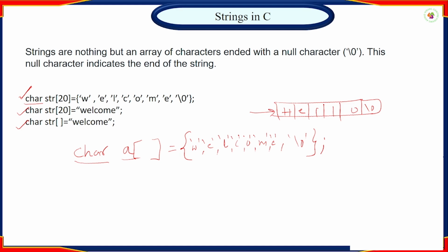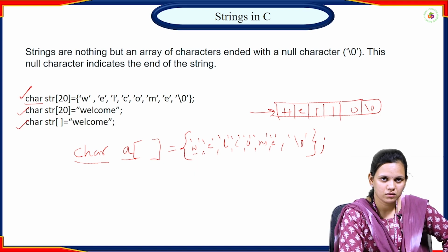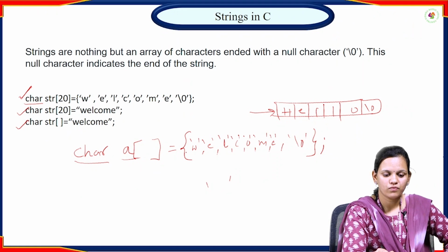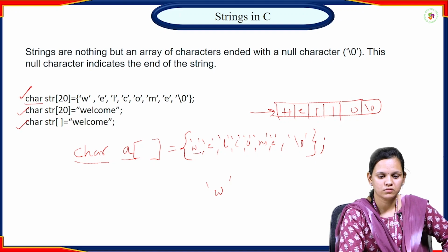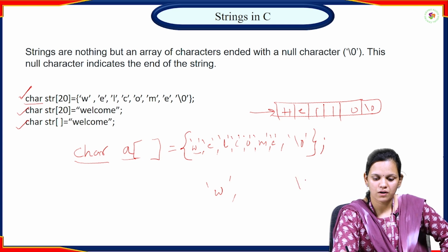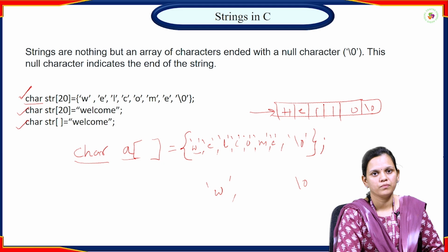One of the ways is you can do like this. You can give each and every character inside the quote. How will you define a character? Inside the single quote, right? So flower braces, single quote, give the character, separate it with a comma, and continue this, and at last you have to give a null character. This is called a null character.